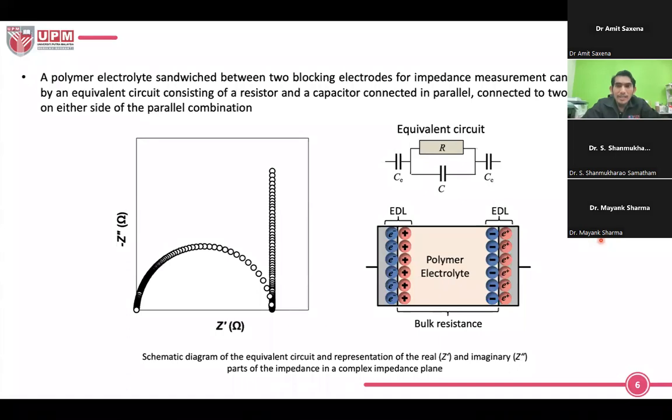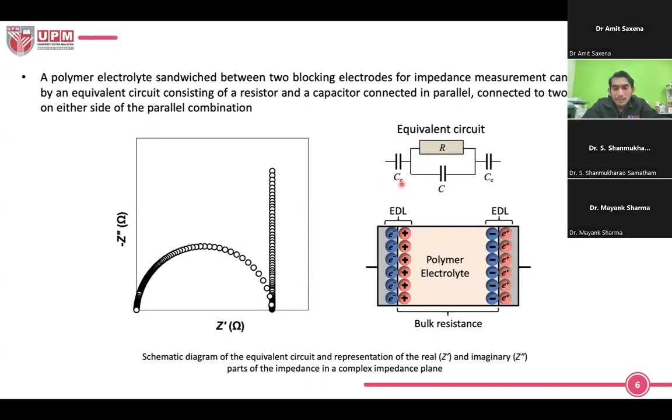assign or equalize this situation with an equivalent circuit. So a polymer electrolyte sandwiched between electrodes can be modeled as a resistor in parallel with a capacitor, connected in series with another capacitor as an EDL layer.